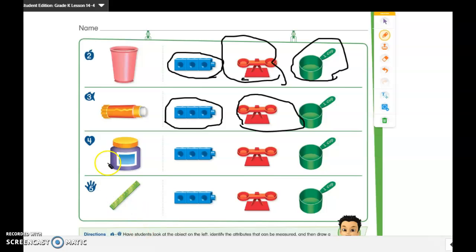All right, so I think this would be a jar of jelly next. Which ones can we measure a jar of jelly with?